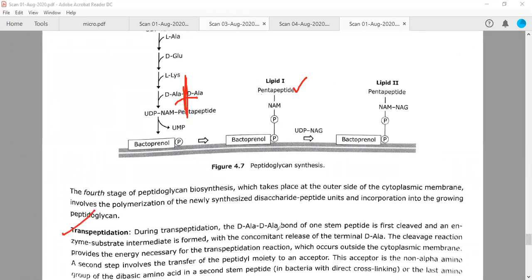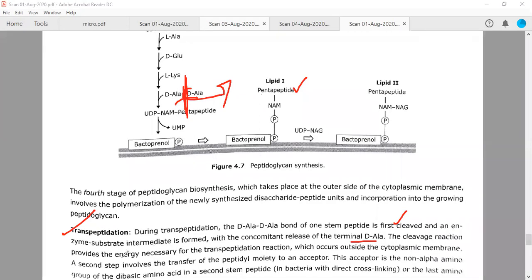Okay, so this D-alanine bond in the stem peptide will be cleaved first, and an enzyme substrate intermediate is formed. So the enzyme which is some peptidase which is responsible for removal of this particular D-alanine, it will break the peptide bond and will make an enzyme substrate intermediate complex with the concomitant release of this terminal D-alanine. So this D-alanine will be removed, but it will be bound to this penultimate D-alanine so that it can be cross-linked to some other chain.